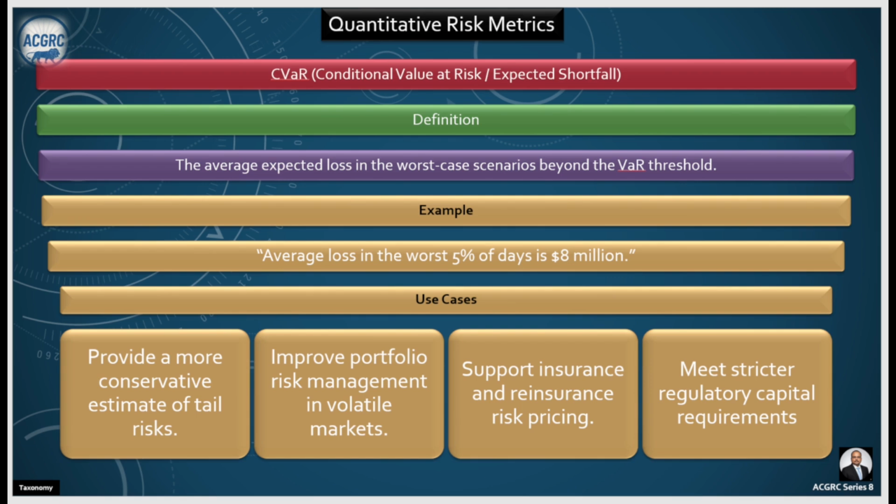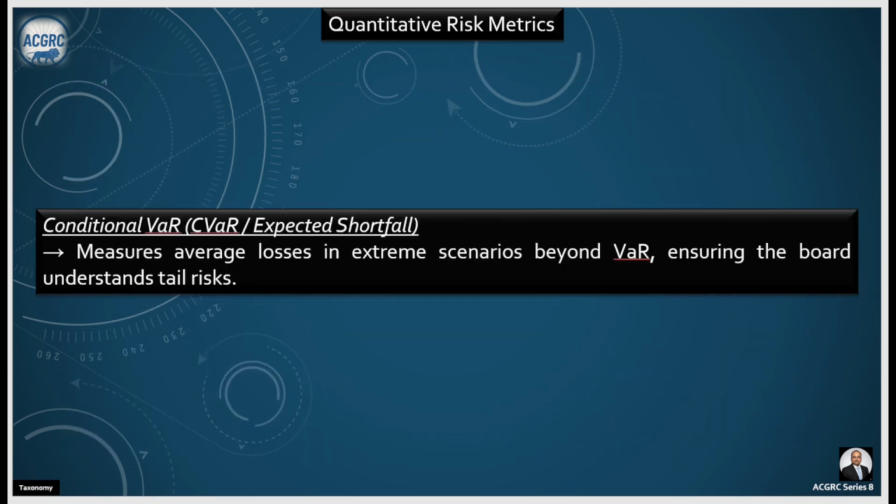CVaR is used for providing a more conservative estimate of tail risk. It's used for improving portfolio risk management in volatile markets. It's used for supporting insurance and reinsurance risk pricing. It is used to meet stricter regulatory capital requirements. Conditional value at risk is a measure which measures average loss in extreme scenarios beyond the VaR, ensuring the board understands the tail risk.